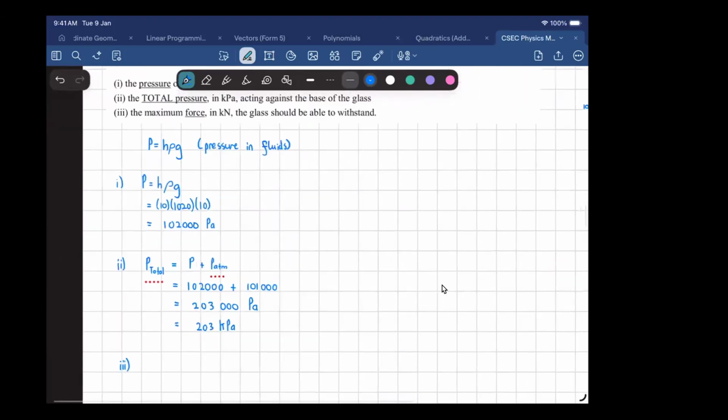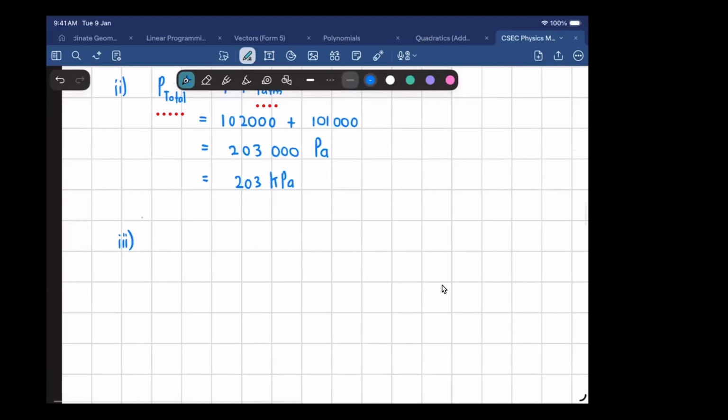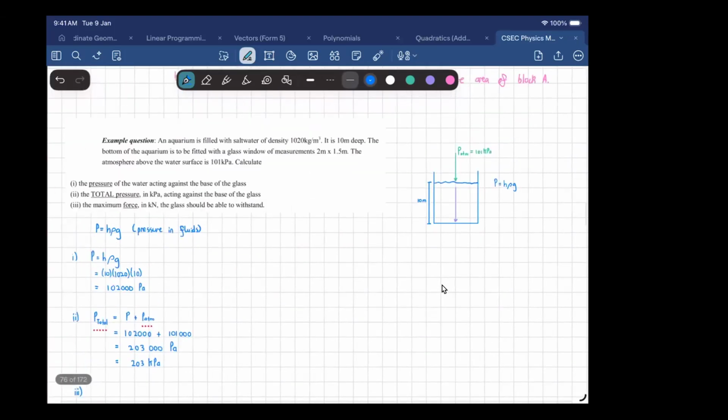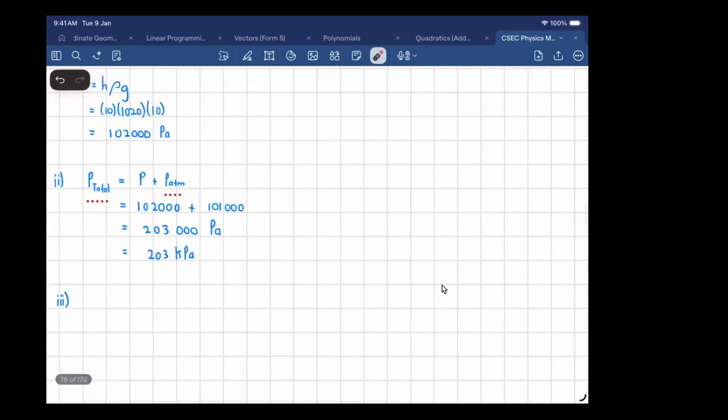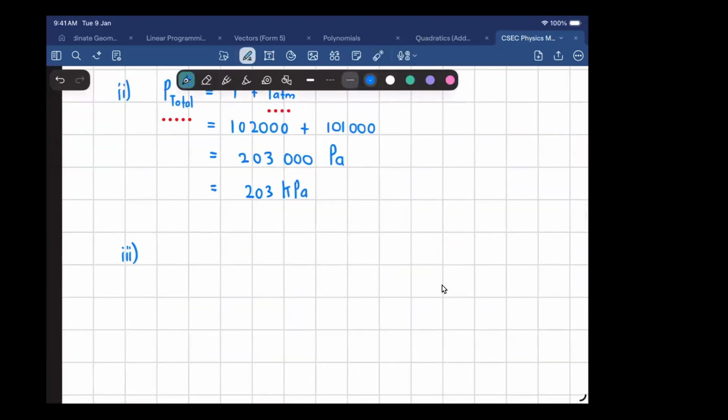Okay, they want us to figure out the maximum force. What formula do you know that has pressure and force in it? And wait, not just that. Look at what they give us. They give us dimensions. It sort of looks like we could use those dimensions to find area. But think about it. What formula do you know? Pressure equals force per area. You see how there's like this spoon feed here, right? Anytime you don't know what formula to use, just look at what you found previously and look at the extra information they gave you. So pressure is equal to force all over area.